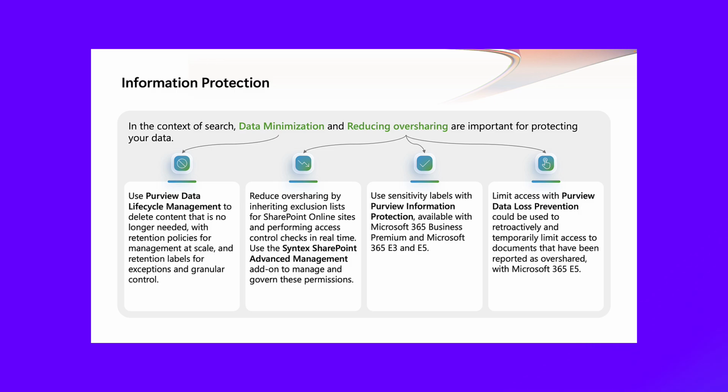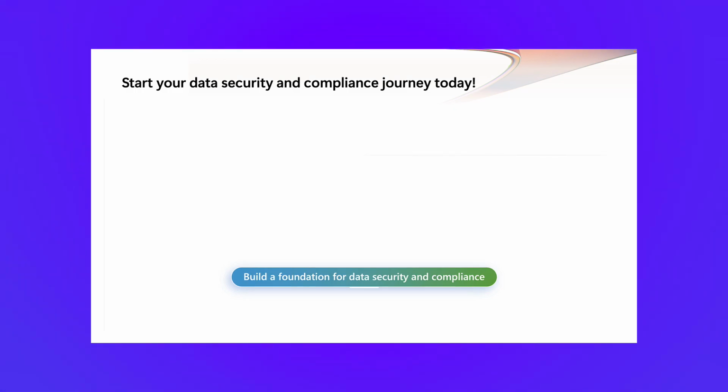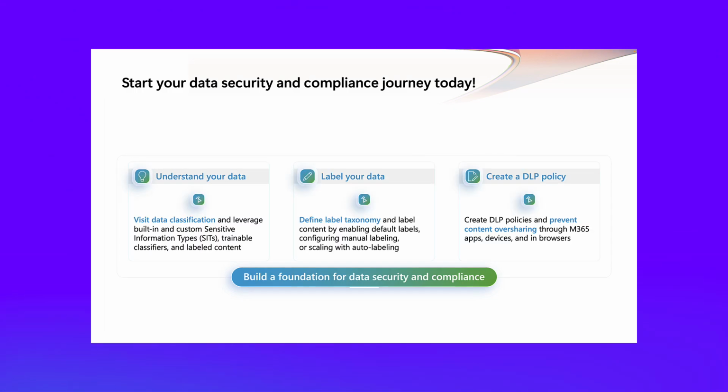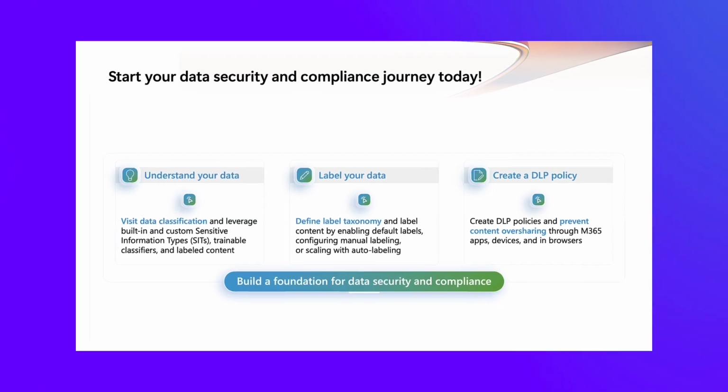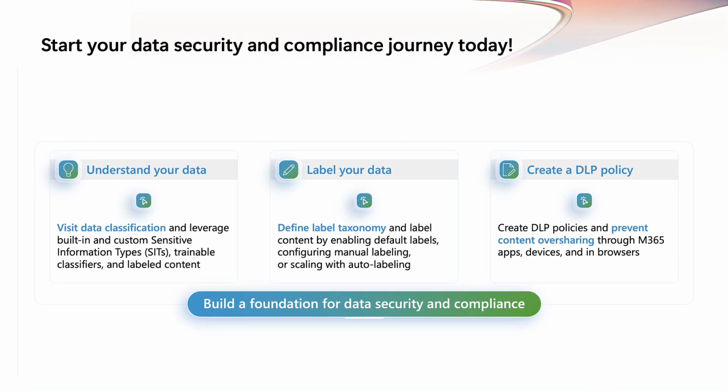And finally at the end, you've got things like data loss prevention. And that's exactly what it means. That prevents data from leaking outside of your organization. So again, key thing is you need to understand your data. You need to know where it's stored. You need to label and classify your data. And super important, you need to create a data loss prevention policy. And that's exactly what we're going to do now.